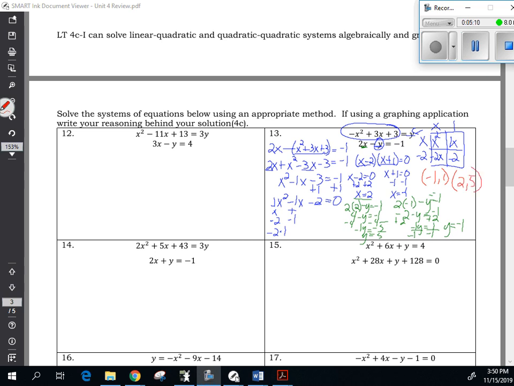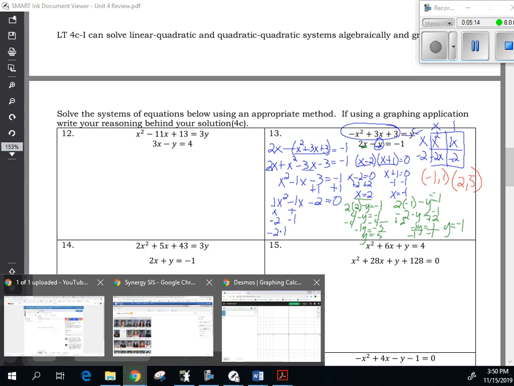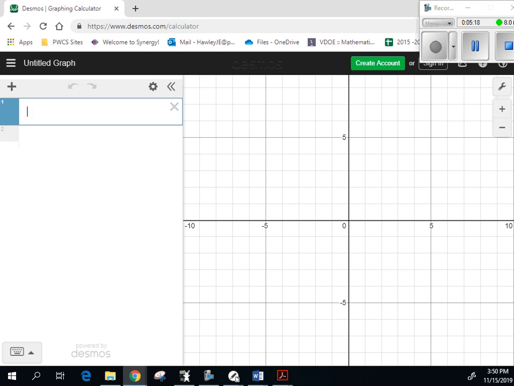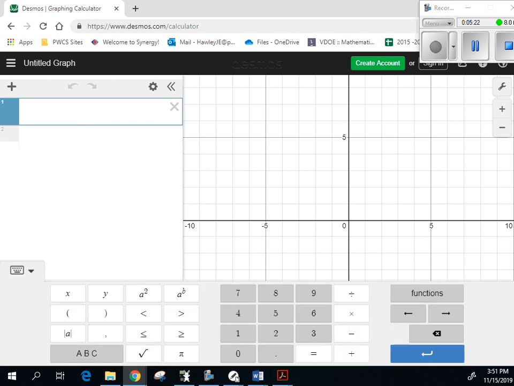Now, you also know another way. You will be given Desmos to do these problems. So in Desmos, you just put in the two equations. So this is going to be negative x squared plus 3x plus 3 equals y. Gotta put the whole thing in.